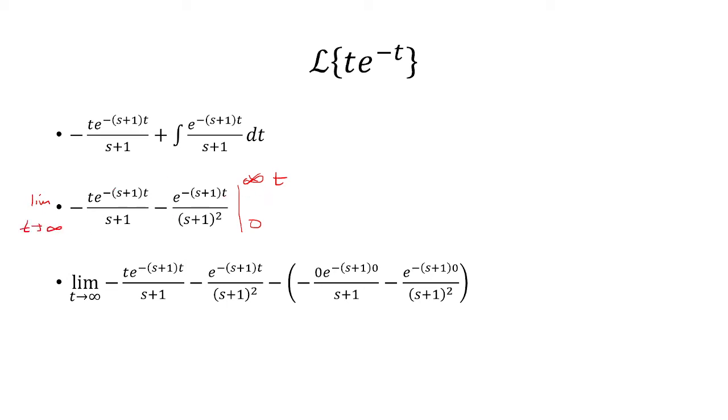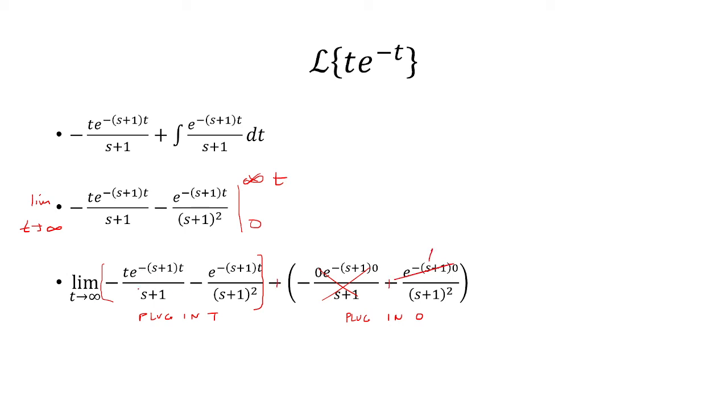And then I plugged in t first. So this is the part where I plug in t. And then this part I plug in 0. So this is just the fundamental theorem of calculus. The nice thing is that I'm multiplying this by 0, so this goes away. e to the 0 is just 1, so I'm left with 1 over s plus 1 squared, and then 2 negatives will make it positive.